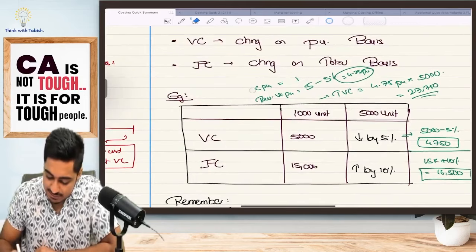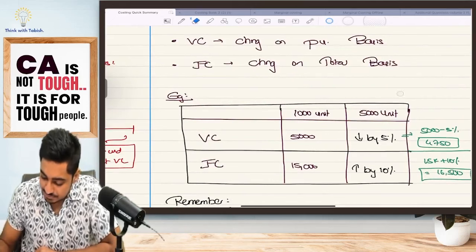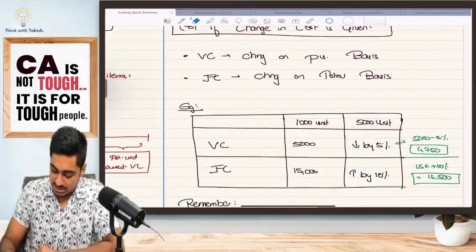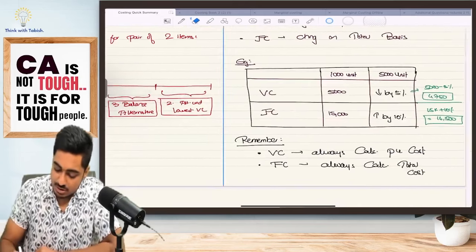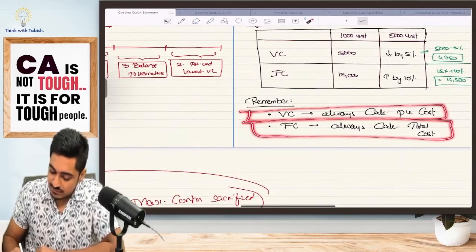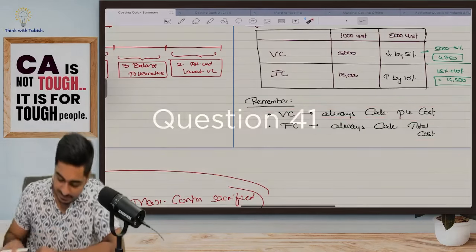Is this clear? Give me a confirmation, students. If this is clear, we will go ahead into the questions. Any doubts? Okay, just remember this. Variable cost, I will always be doing all calculation on a per unit basis. Fixed cost, everything I will always be doing on a total basis. Is this clear, everyone?